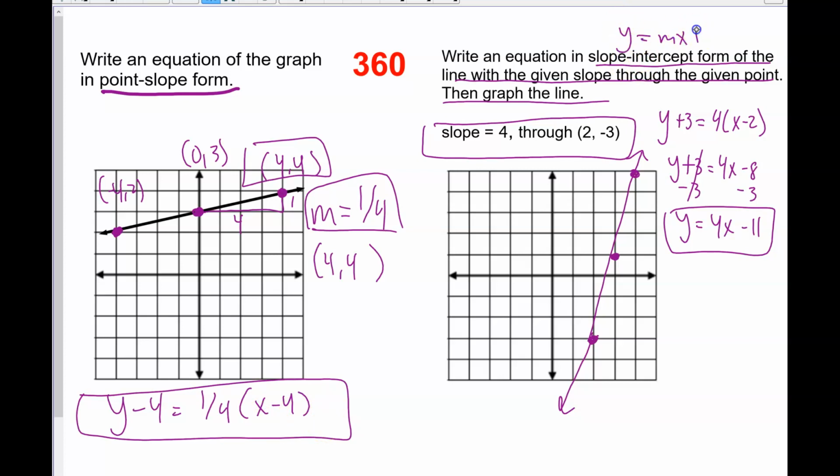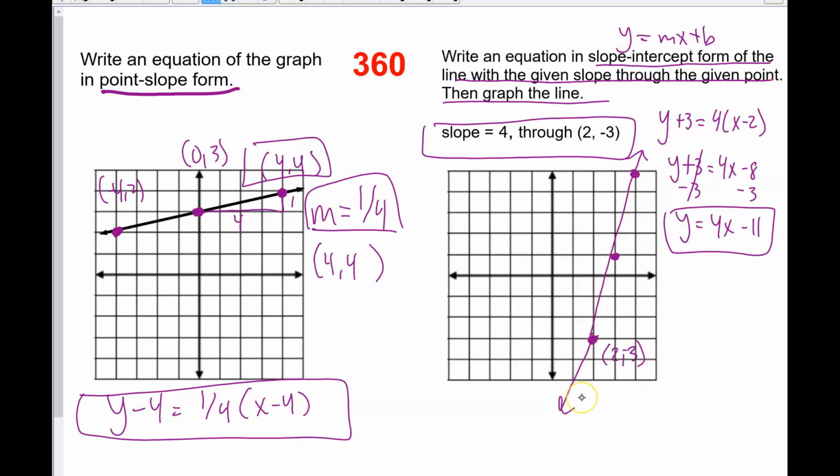The next one says to write an equation in slope intercept form, so I need to get to y equals mx plus b, with the line given the slope and given the point, and then you graph the line. So the good thing is I can actually graph this line, because if I go to (2, -3), I'm right here. And then I go up 1, 2, 3, 4 over 1, up 1, 2, 3, 4 over 1. But the problem is I can't get all the way to my y-intercept, right?